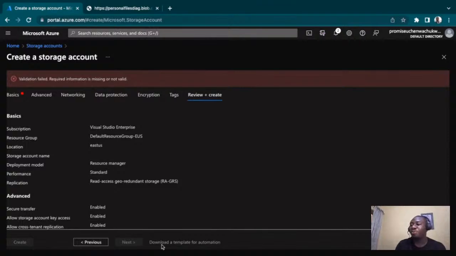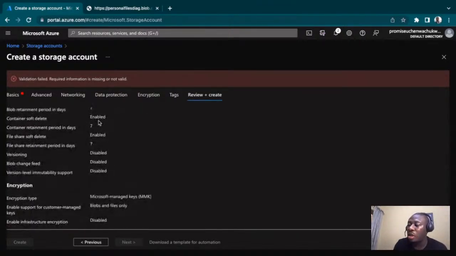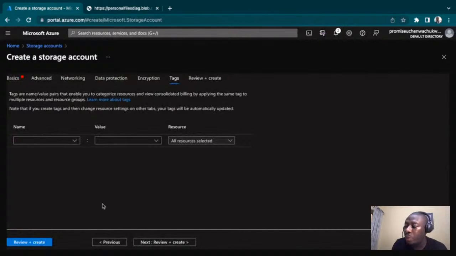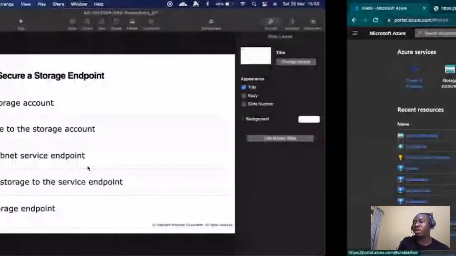Anyway, let's proceed. You can see here the validation failed because I had not picked some of the necessary things I needed to pick. So once you are done with all of this, all you need to do is come here and click on Review plus create, and then your storage account will be created. All right, so that was a short demo on how to create your storage account. Let's move on.